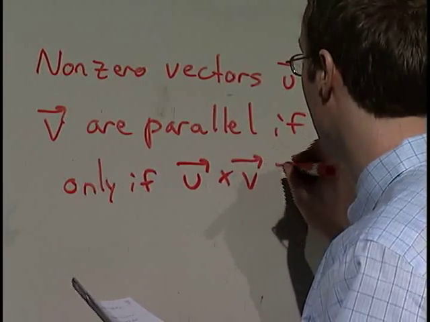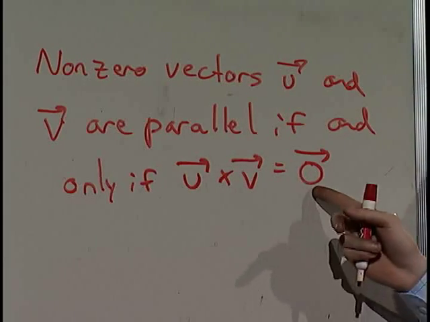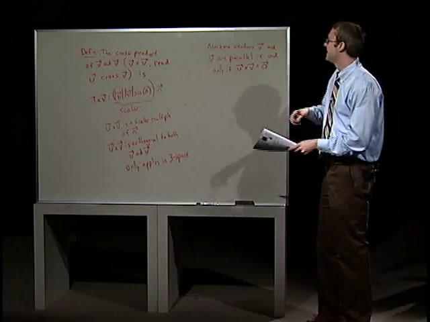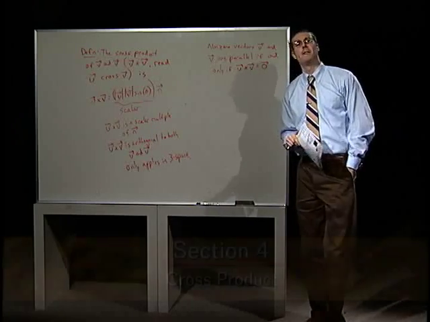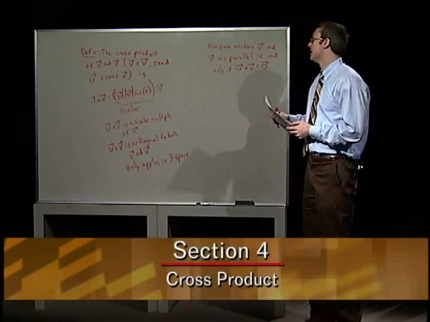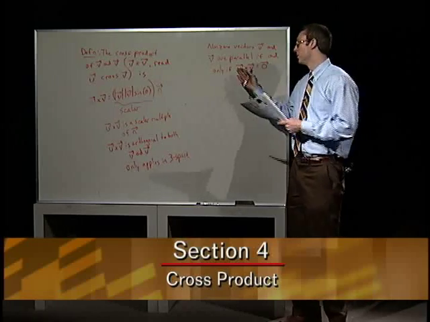And notice, again, this is the 0 vector, not the scalar 0. This is a vector product. And that should make sense because two parallel vectors don't determine a plane. There's no normal vector out of that. If they're non-parallel, they determine a plane. There is a normal vector. So let's check this out for a minute.